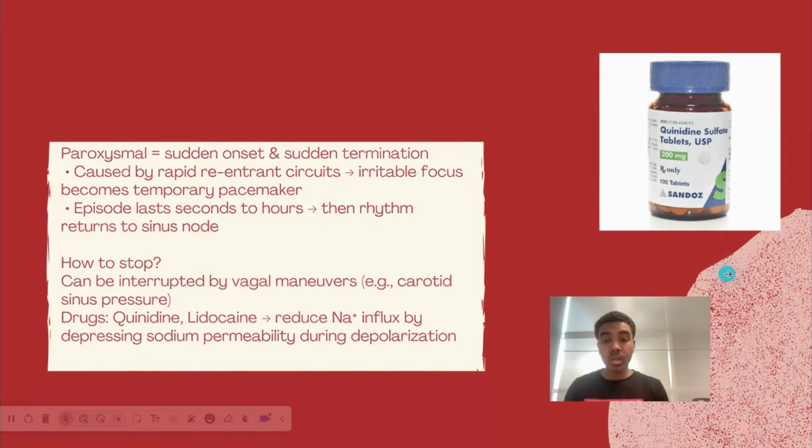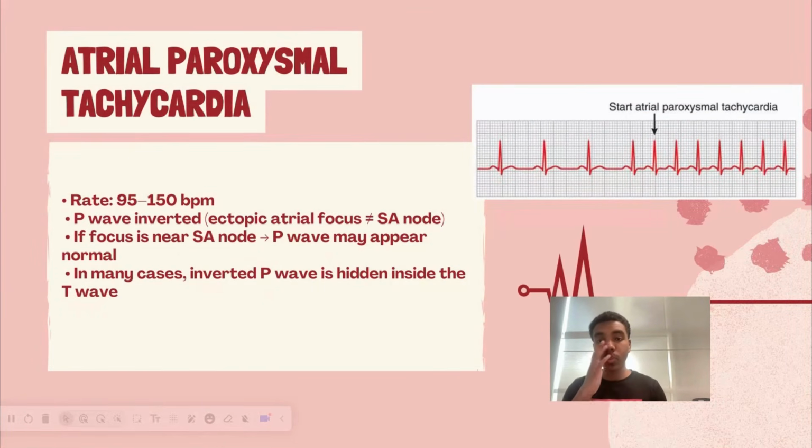Right. Now, moving on, we have atrial paroxysmal tachycardia. What happens in atrial paroxysmal tachycardia is that the rate is typically between 95 and 150 beats per minute. So it's fast, but it's still organized. The key ECG clue is the inverted P wave. Since the pacemaker is not the SA node, the atrial depolarization spreads in the opposite direction, right? And that gives an inverted P wave.